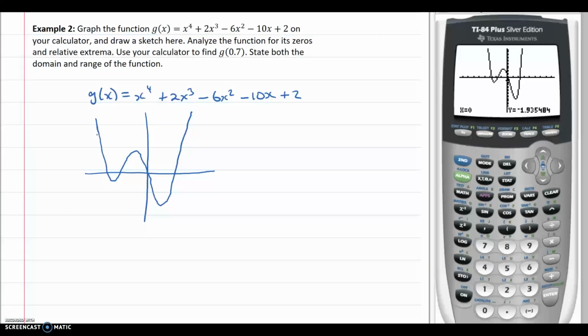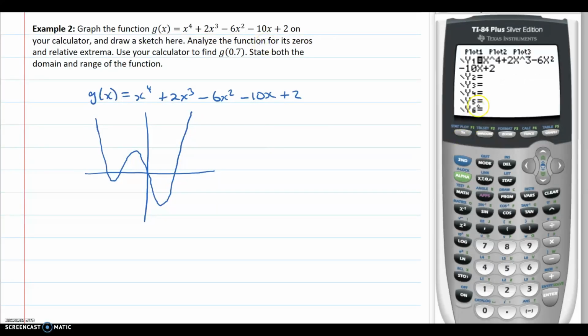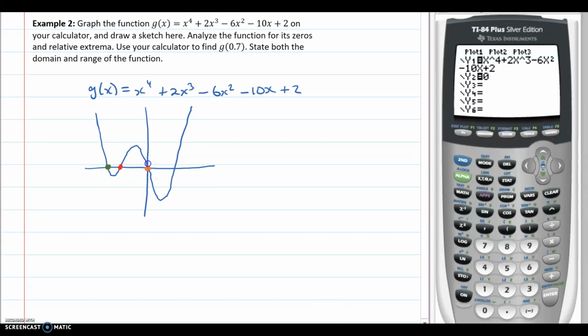Okay, so if we're going to look for zeros, we need to put in y2 and make it equal to 0. Okay, that'll help us look for zeros. And then when we want to find the zeros, we'll go back here and mark them on here first. There's 1. Remember, the zeros are the places where the graph crosses the x-axis. 2. There's the third one, and here's the fourth one. So those are the 4 zeros.